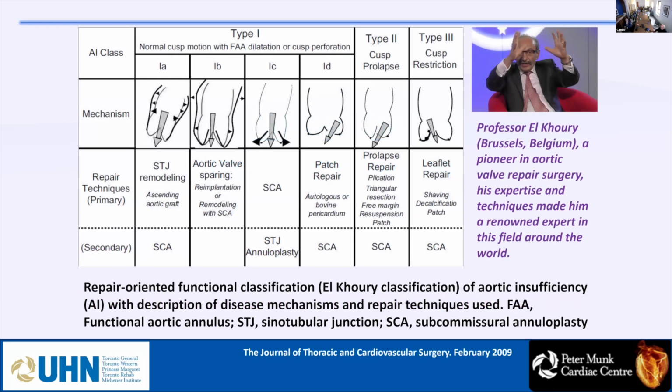The first surgeon who started to measure something in the aortic valve is El Khoury. El Khoury is a very famous name. He used to work at St. Luc Hospital in Belgium. I think he retired a couple of months ago. He was a fellow of Tyrone David at the same time I was, so we were together. This is the El Khoury classification for the aortic root: 1A, 1B, 1C, and type 2, type 3, exactly the way Carpenter did it for the mitral valve.